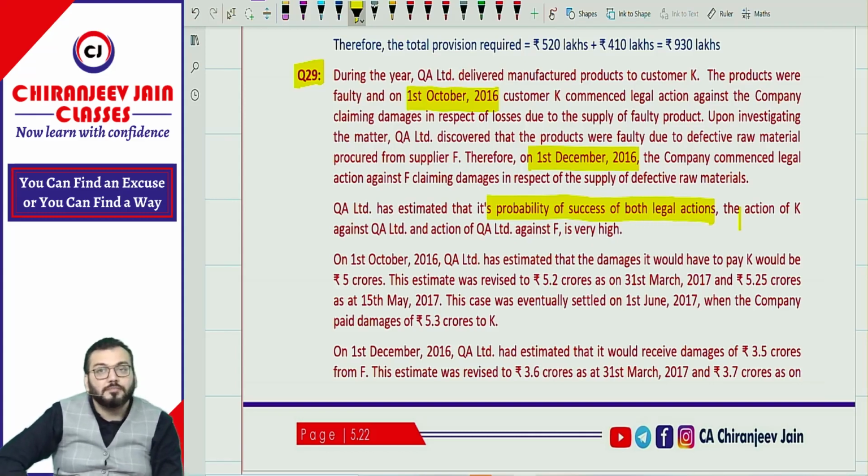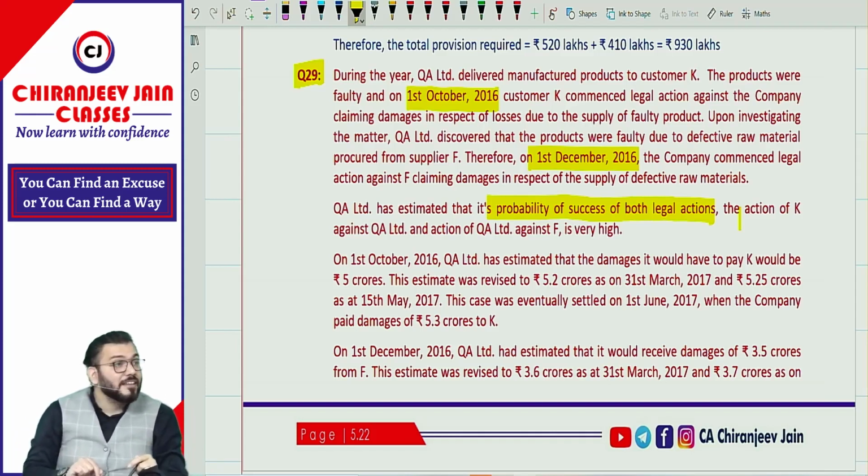What does it mean? It means you are saying in both cases they will win. Whether it is practically possible? In both cases QA will win? Practically impossible. Therefore you need to apply common sense.